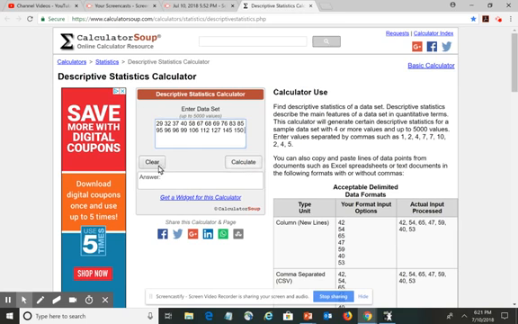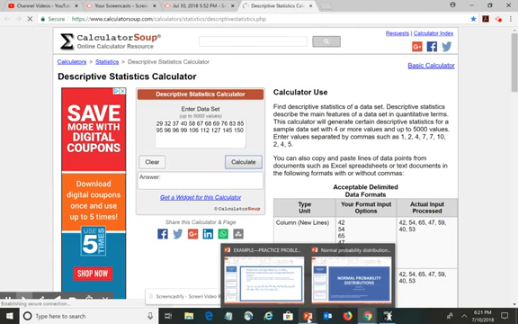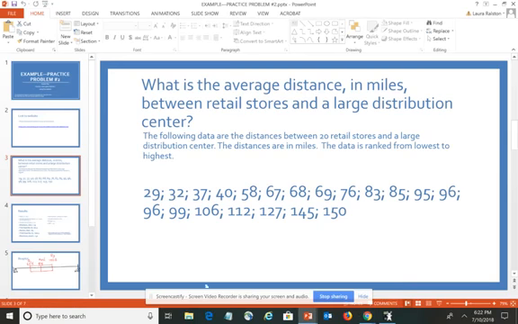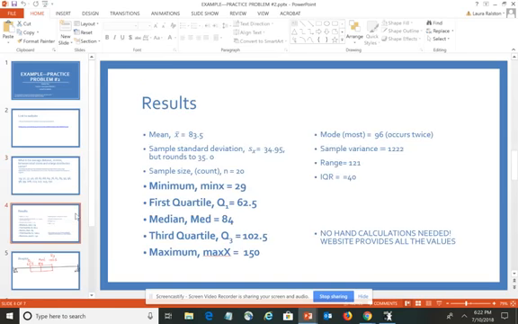And honestly, if you want to clear the data so you can start another problem, that's what you use the button that says Clear for. So it's almost easier than the calculator. So we press Calculate, and my computer's running a little slow, so it's going to think about it for a little bit, but then it's going to present the results.